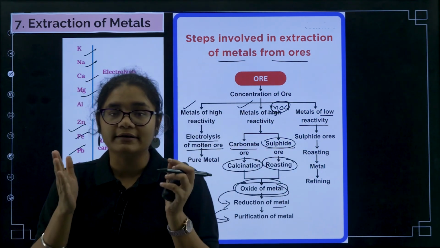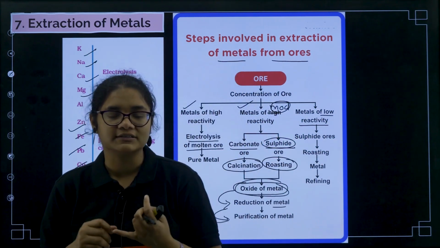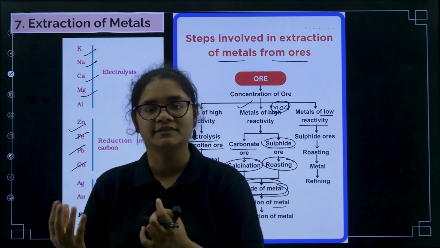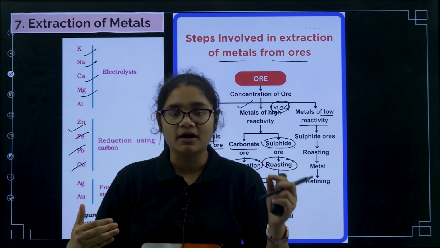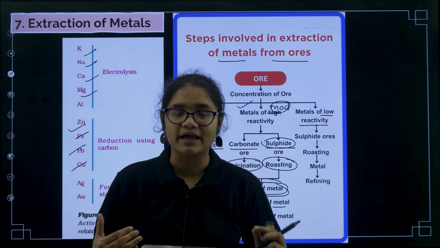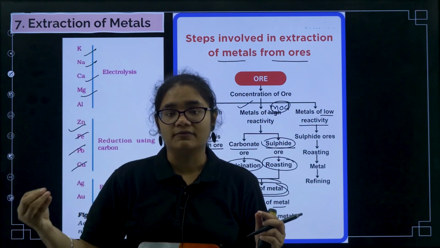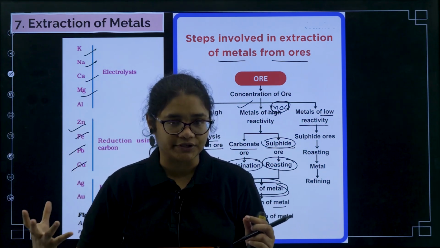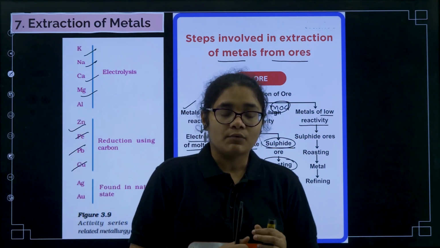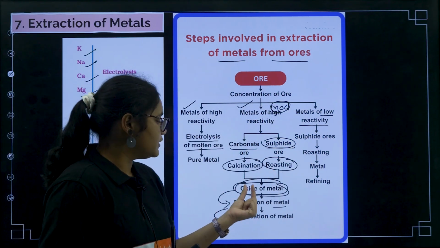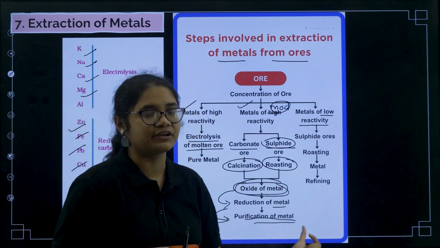Now moderate reactivity metals can be either in the form of carbonates or in the form of sulfides. The carbonate ores are converted to oxides by a process called calcination, where you heat the ore in the absence of oxygen. The sulfide ores are converted to oxides by the process of roasting, where you heat the ores in the presence of oxygen. Once we get these oxides, they are reduced to metals. After reduction we get purification of the metal.